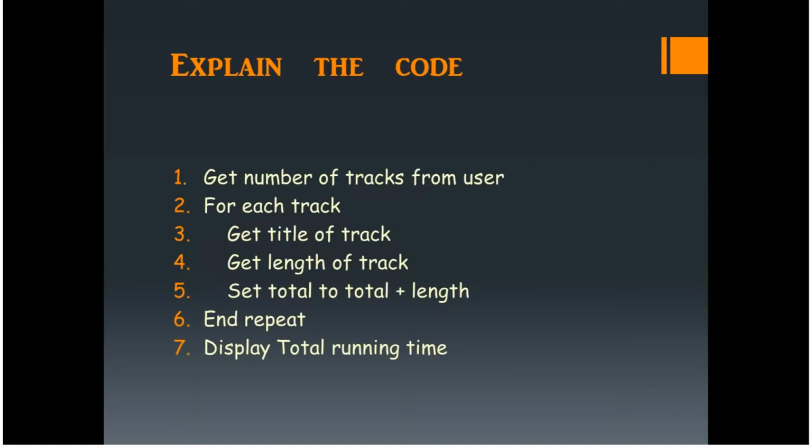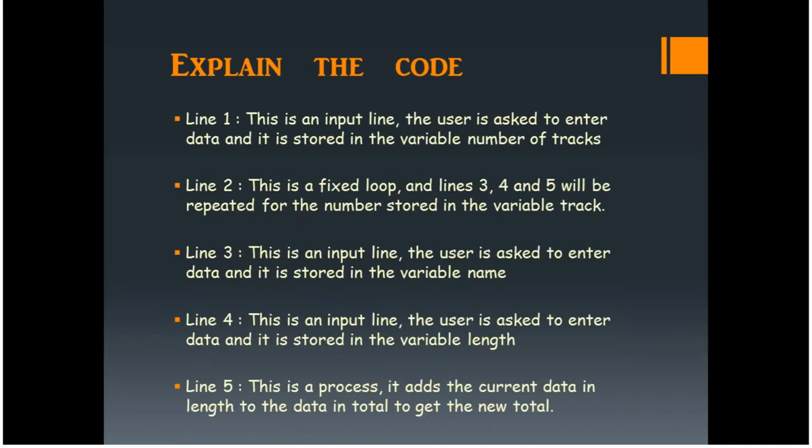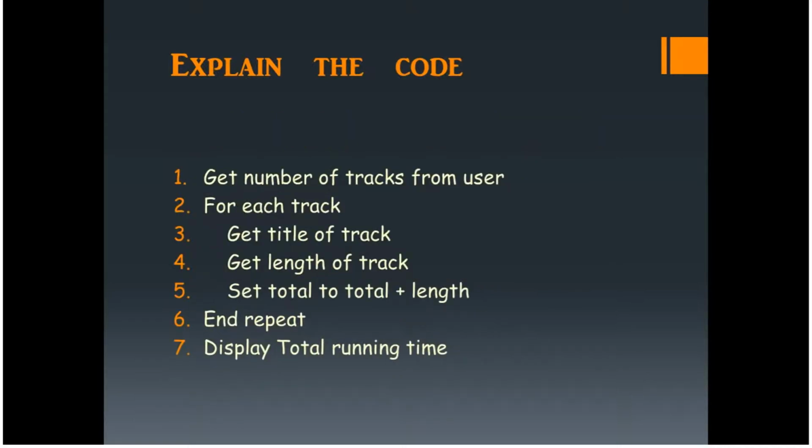Next one, line 5. Well, this isn't an input, it's not an output, it's a calculation. So set total to total plus length. So line 5, this is a process. You could have written calculation, that's fine. This is a process. It adds the current data and length to the data and total to get the new total. Easy peasy.